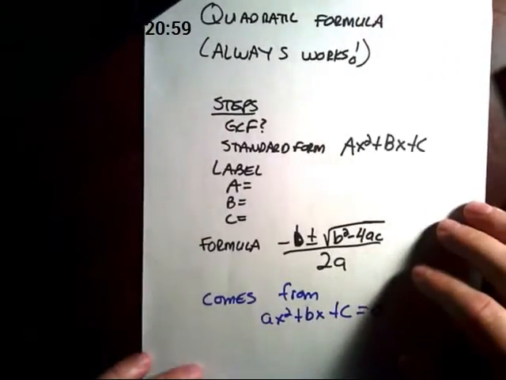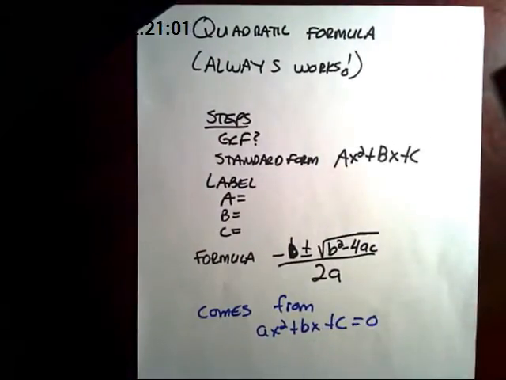Alright, our last method is called the quadratic formula. The wonderful thing about the quadratic formula is it always works, as long as you do the math right. Greatest common factor, yep, look for that. Your equation has to be in standard form, ax squared plus bx plus c. Put it like that, then you're going to label a, write what a equals, b, what b equals, and c.